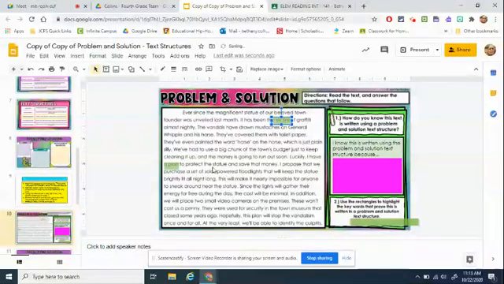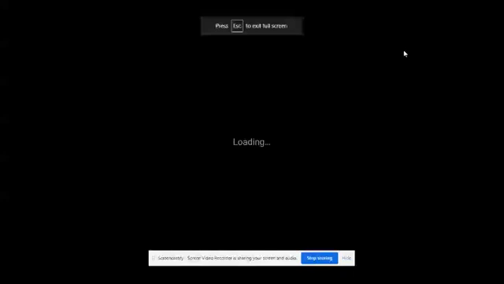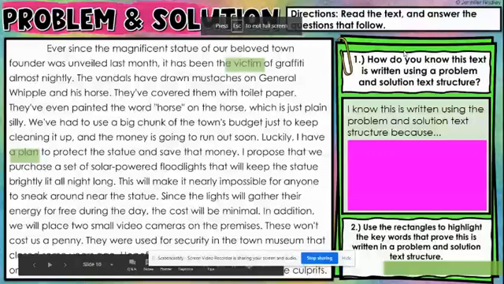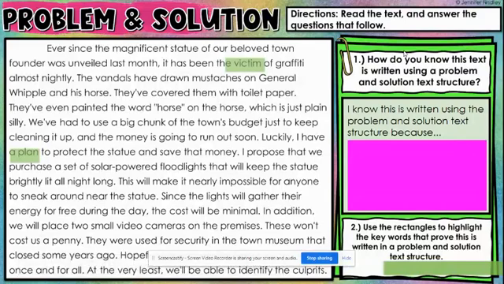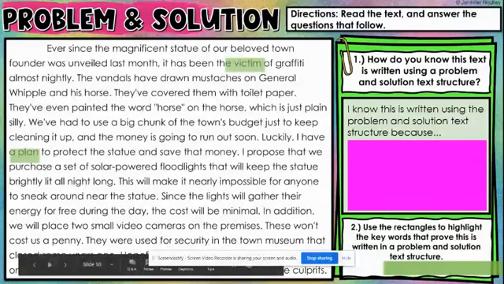All right. Let me make it big again. I have a plan to protect the statue and save that money. I propose that we purchase a set of solar-powered floodlights that will keep the statue brightly lit all night long. This will make it nearly impossible for anyone to sneak around near the statue. Since the lights will gather their energy for free during the day, the cost will be minimal. Okay, so solution, I propose.